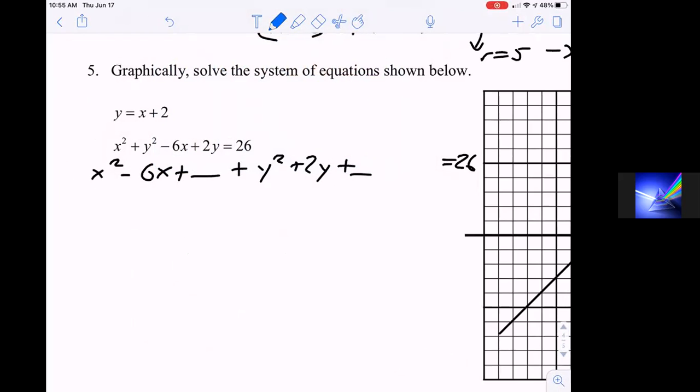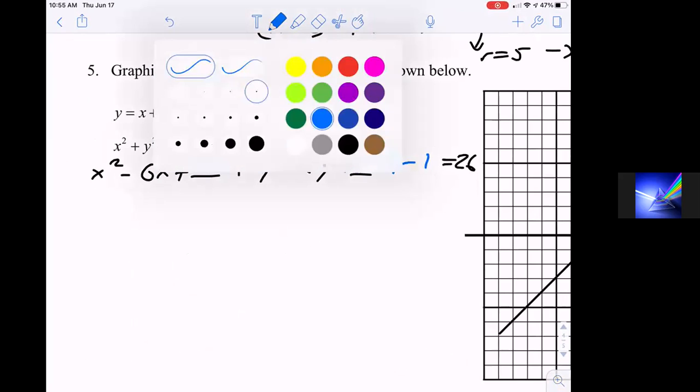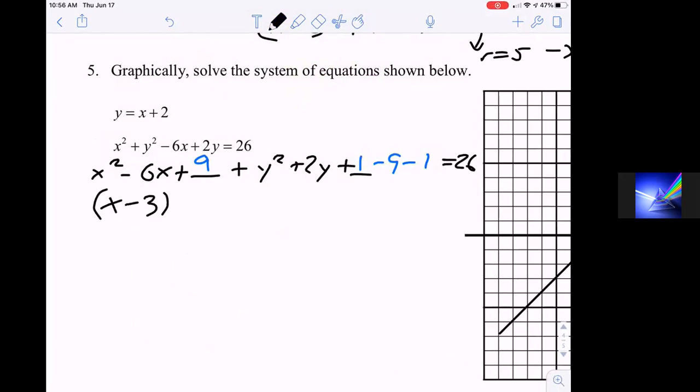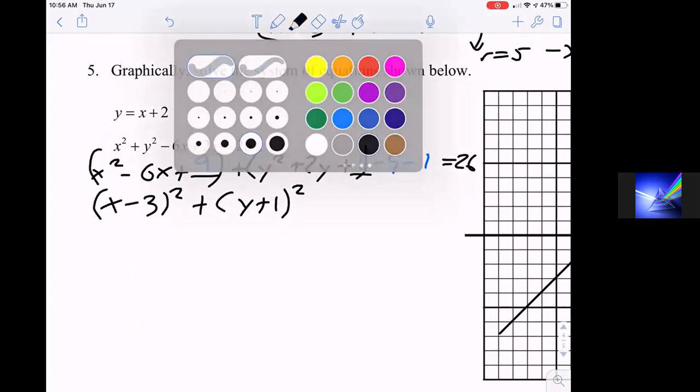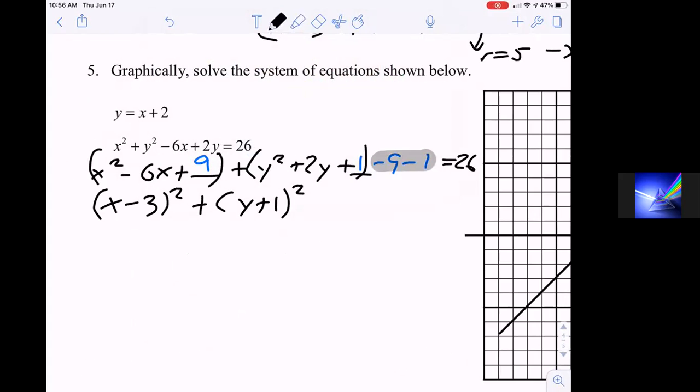So half of 6 is 3. Square it, we get 9. Go ahead and subtract 9 here. Half of 2 is 1. Square it, we get 1. Go ahead and subtract 1 over here. This becomes (x minus 3) quantity squared plus (y plus 1) quantity squared. Let me group those. And then you need to combine the -9 and -1 to get -10 equals 26. Go ahead and add 10 to both sides.